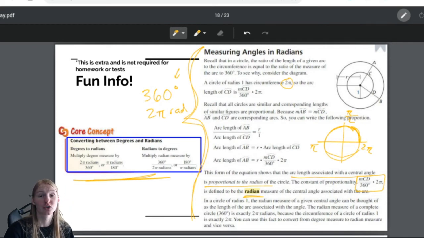You're going to learn about the unit circle next year. What fun. Oh my goodness. I love the unit circle. I really do.